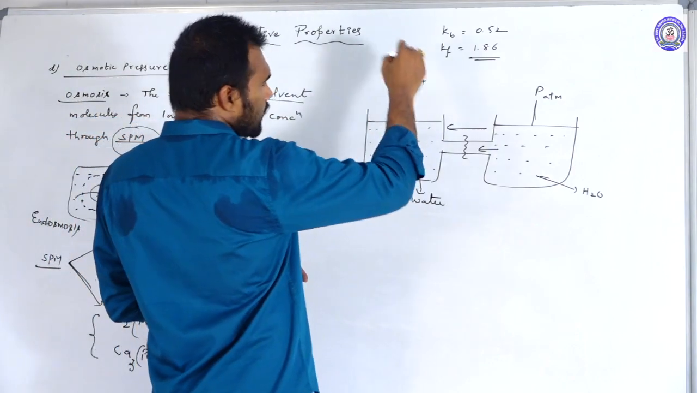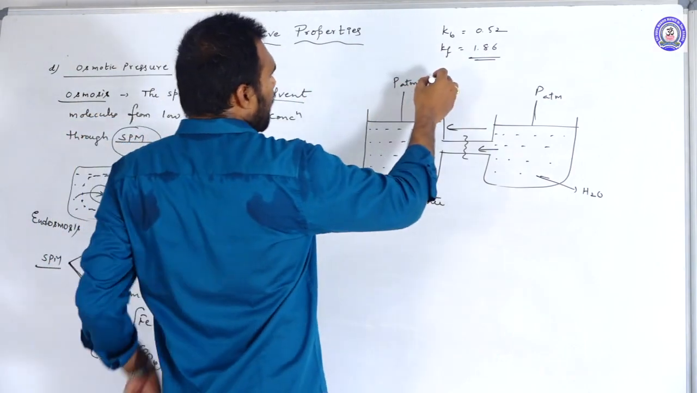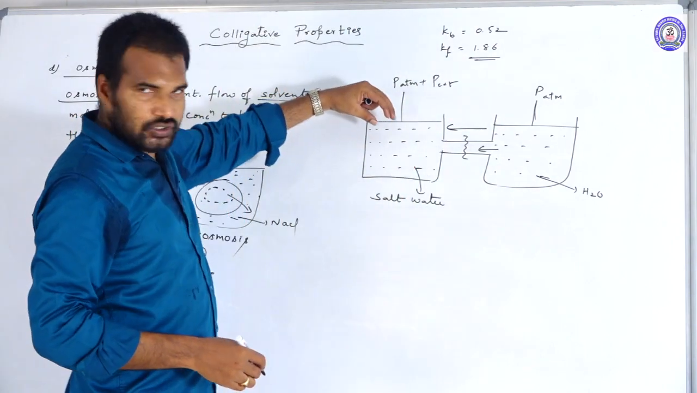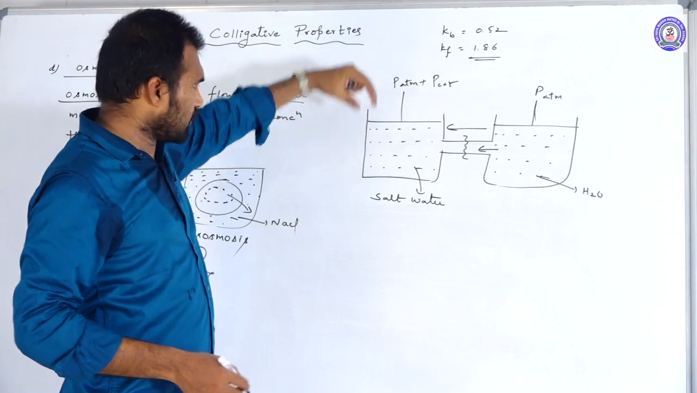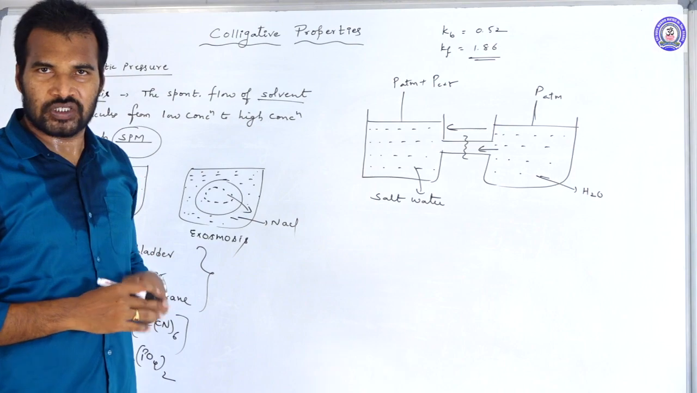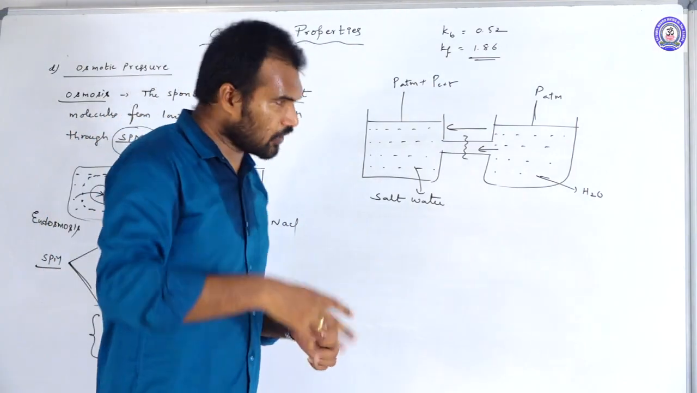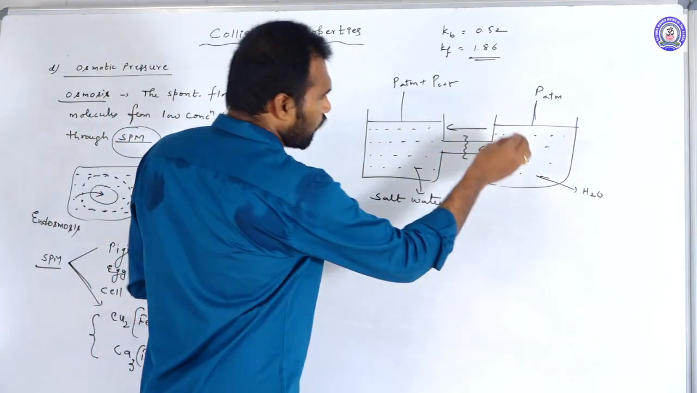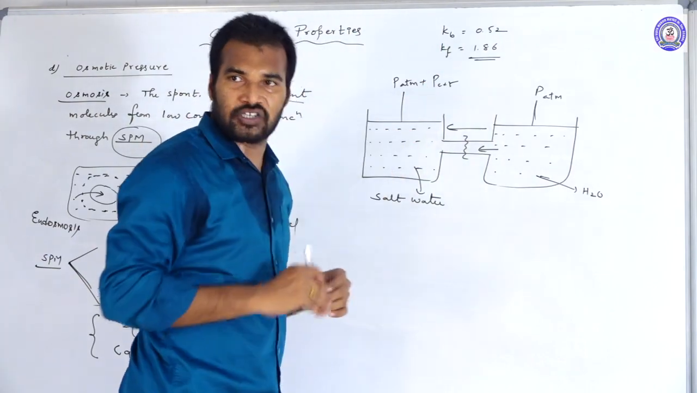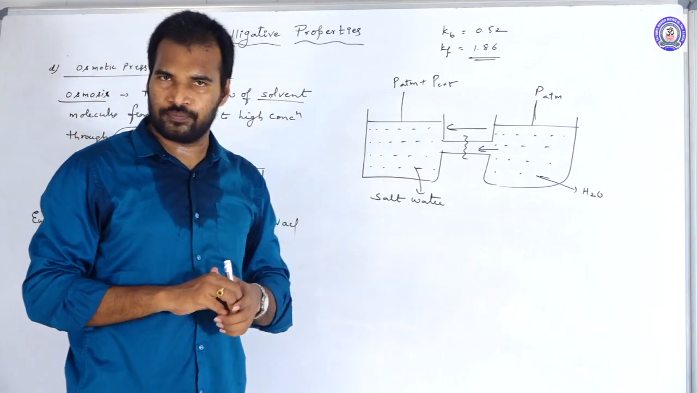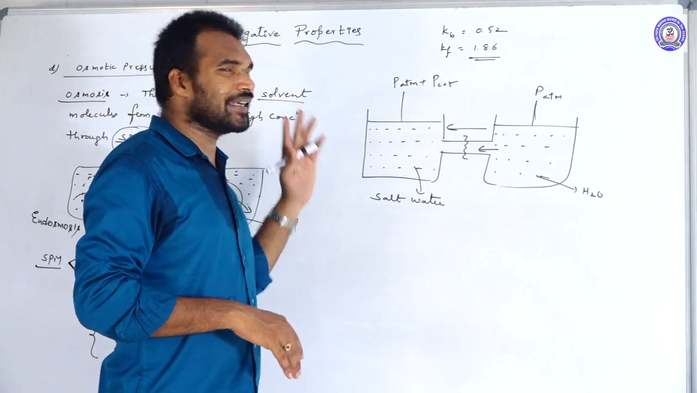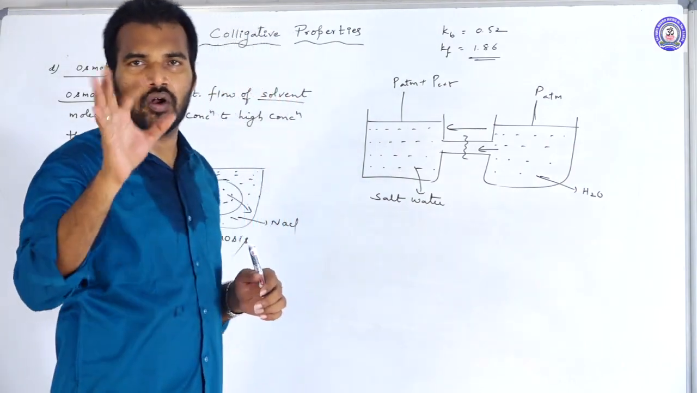In addition to this atmospheric pressure, now I am adding some external pressure, P external, on this piston, on the left hand side vessel, to stop the flow of water from right side to left side. The external pressure needed to stop the flow of water from right side to left side, that pressure we call it as what? Osmotic pressure.